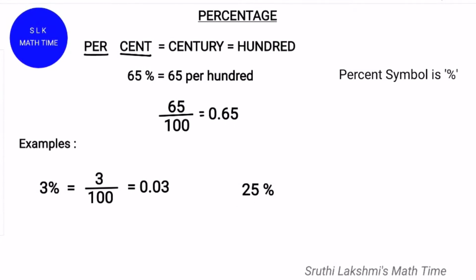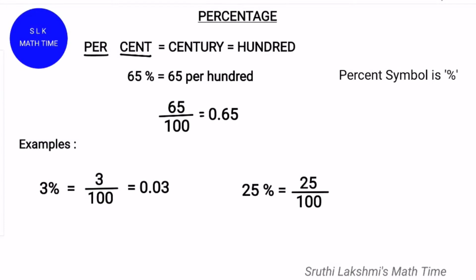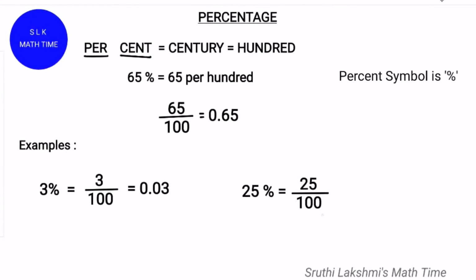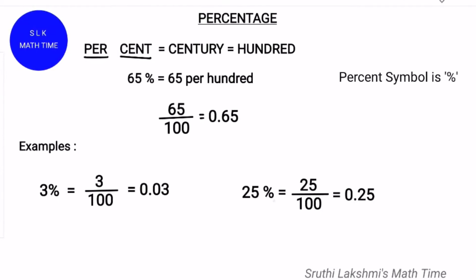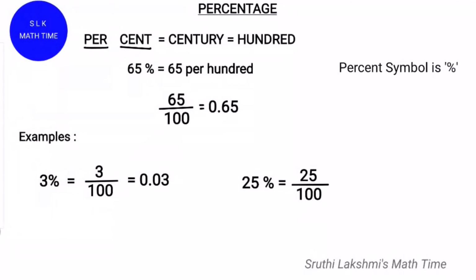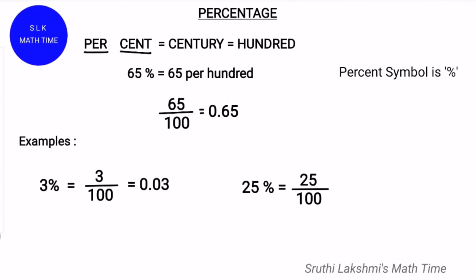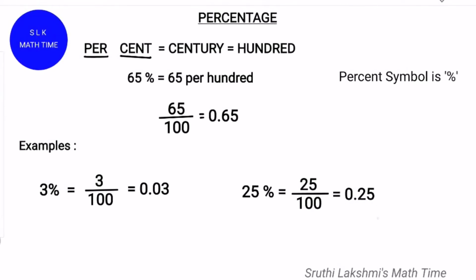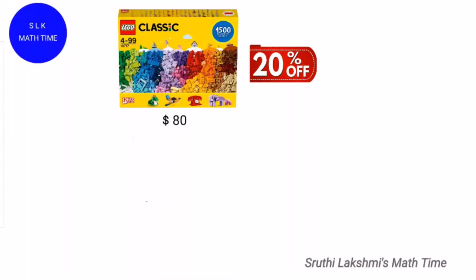Let's see 25%. To get rid of the percent sign, we write it as 25 divided by 100. So, now remember that you have to move the decimal point 2 spaces to the left when you're dividing by 100. So, 25 divided by 100 is 0.25.